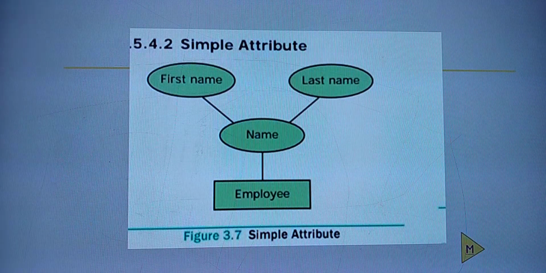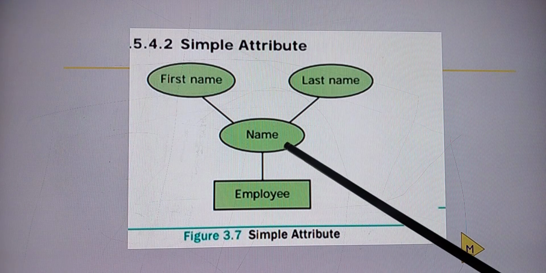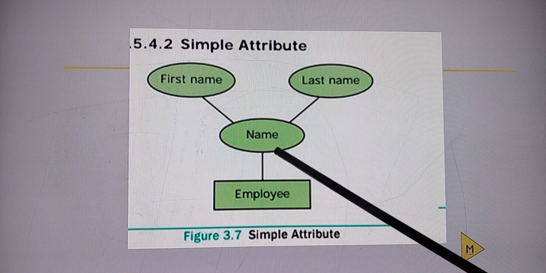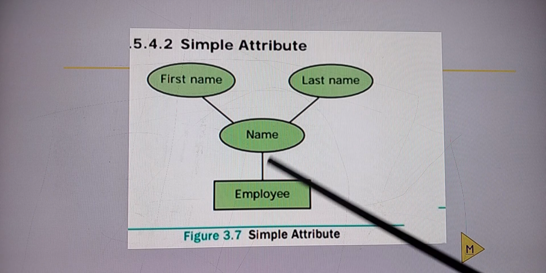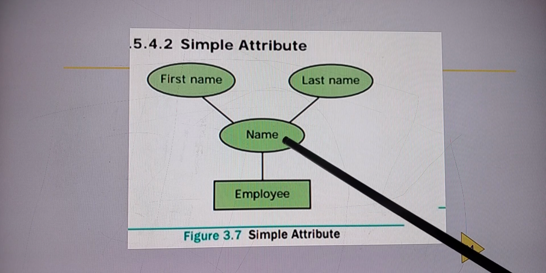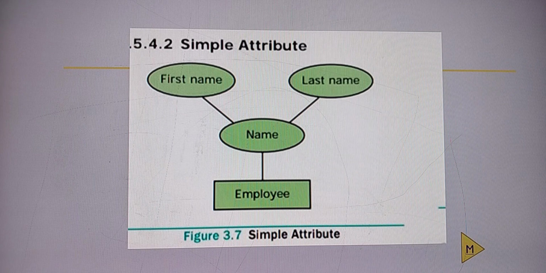See this example. Employee, he is going to have the name. That name will have the first name, and the next it is going to have the last name. Still, this employee will have a single name. Clear with this one? It is an example for simple attribute.